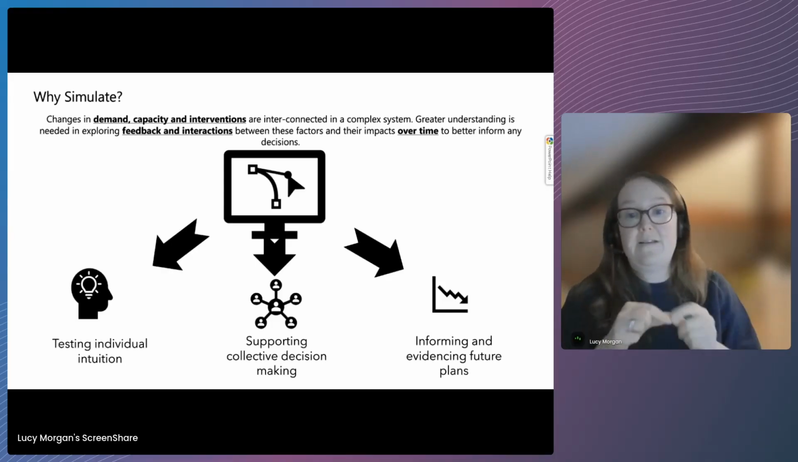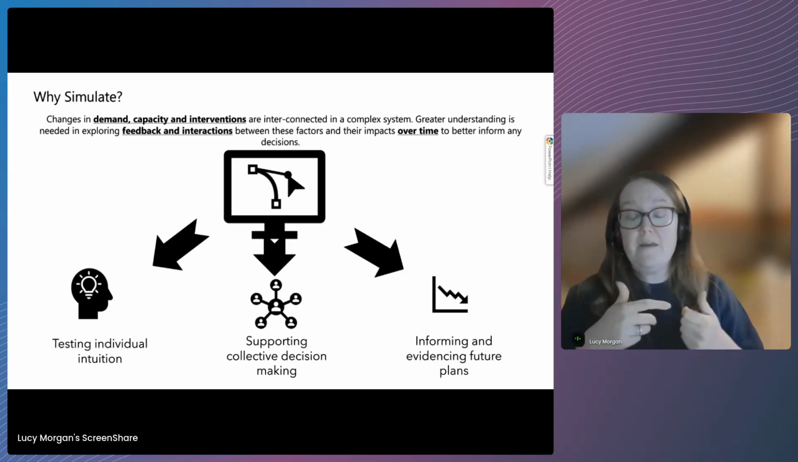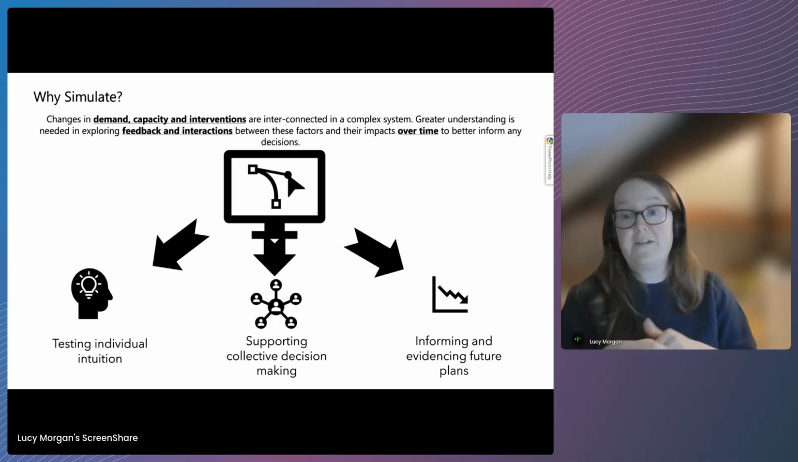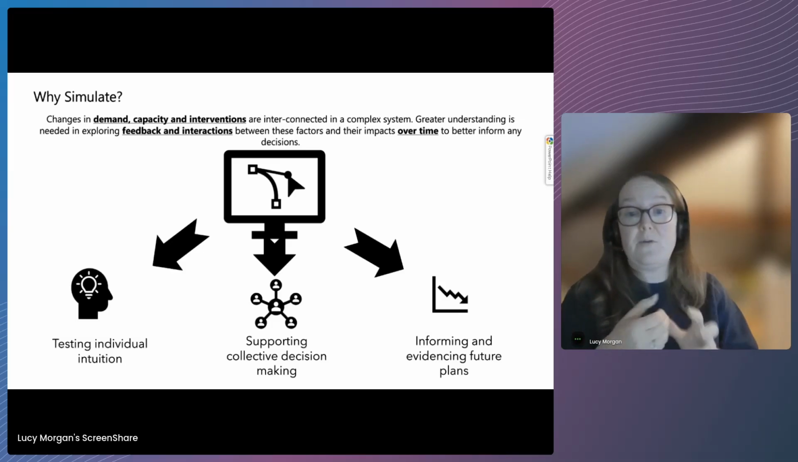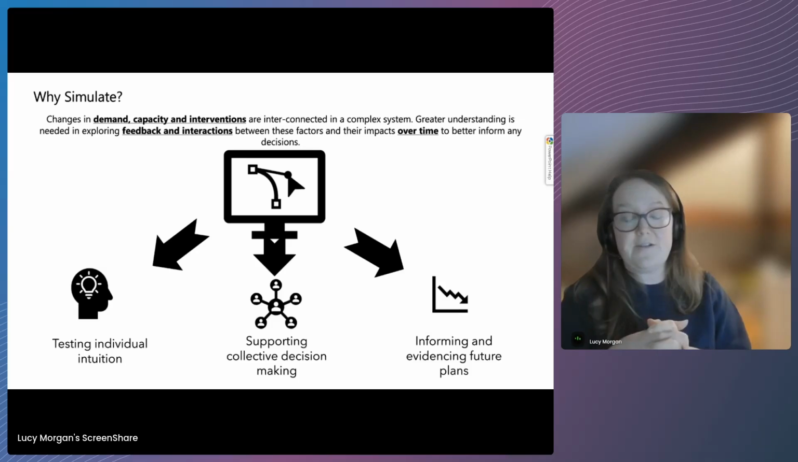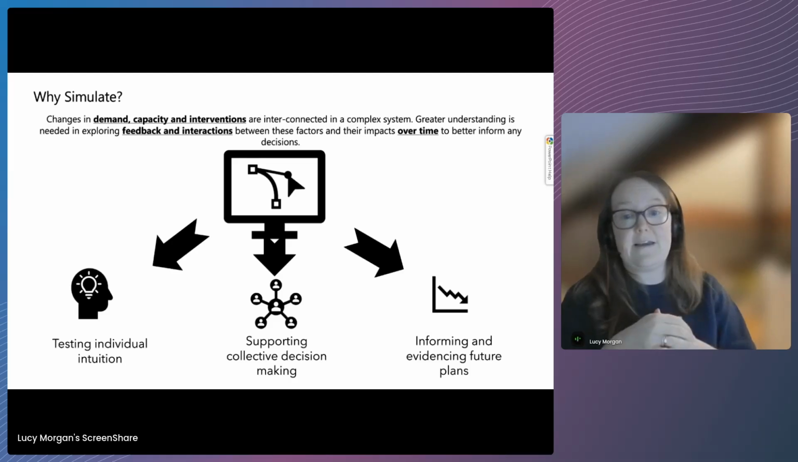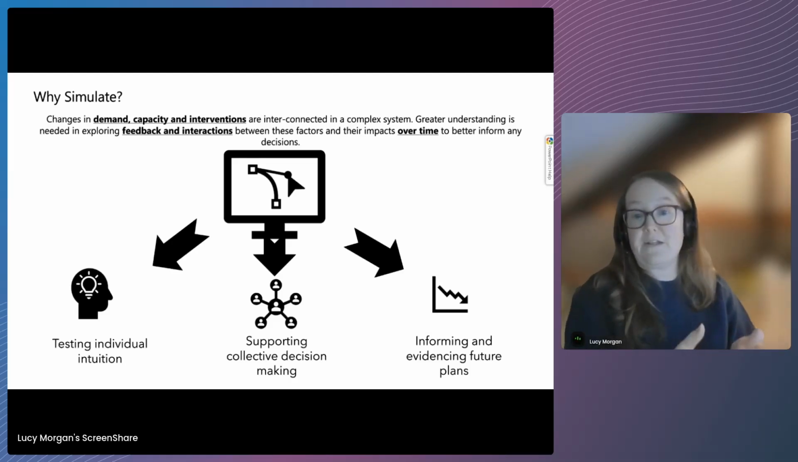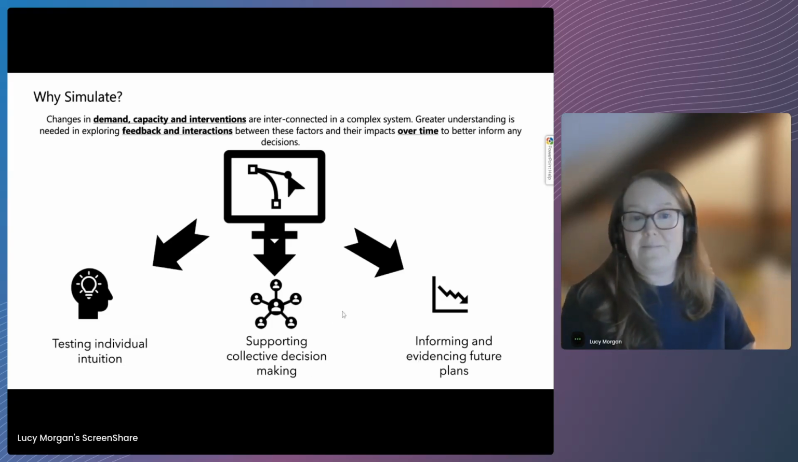So there are a number of different ways that we've suggested that the model that we've built could be used by people in renal care. It could be used for testing individual intuition about how impactful different interventions could be. For supporting collective decision making, so people coming together to work out what the best and most strategic thing to do next is, and then informing and evidencing future plans. So giving people the evidence they need to say, this is a good thing to do, this is the impact that we think it will have, and then try and get the funding to actually act on that.